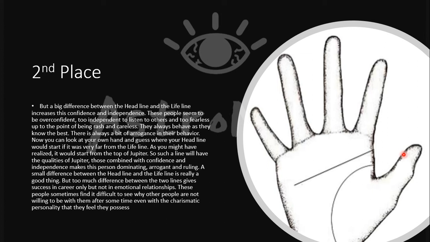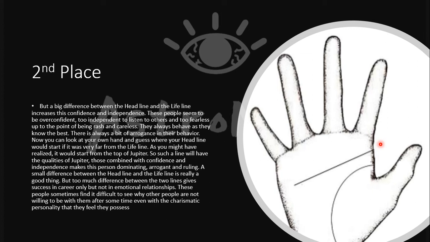They try to have this kind of impact on other people, so they will be a little bit arrogant in their behavior. If you see this in someone's palm, they will have this kind of quality. If you have this kind of line in your palm, you will see these qualities in yourself, because this line starts from the Jupiter mount, and it gives the quality of Jupiter. This combines confidence with independence and makes the person dominating, arrogant and ruling.